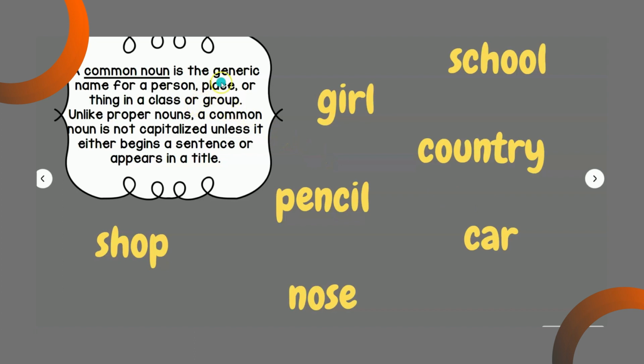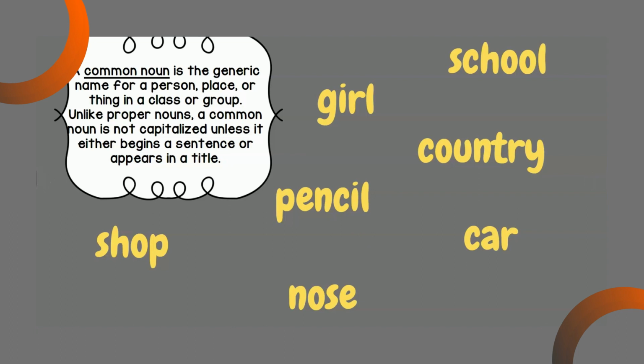So common nouns normally refer to things, they're just generic names for things such as a person, place, thing, or anything in groups. Unlike proper nouns, you do not need to capitalise it unless it is at the beginning of a sentence, okay, or it's the beginning of a title. So these are some examples: school, girl, country, pencil, car, nose, shop.